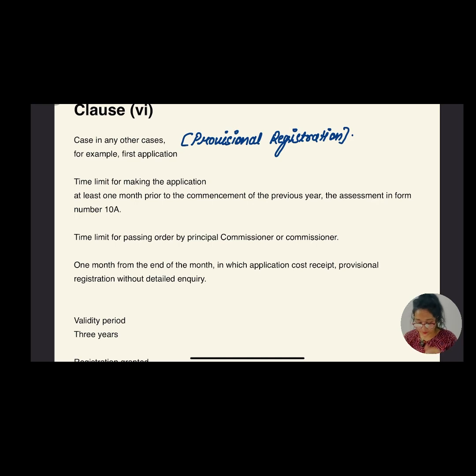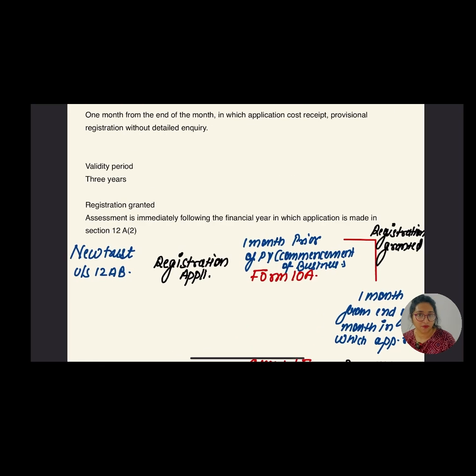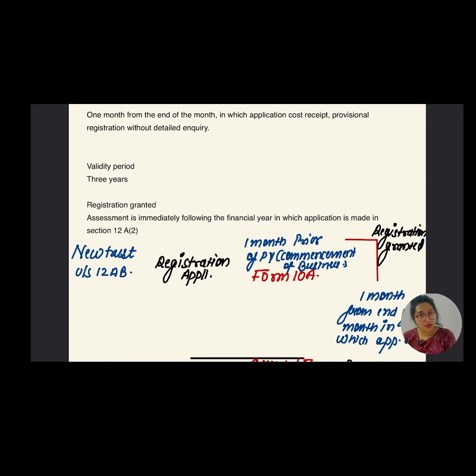Now let's go to the other case of provisional registration. What if this is a new case? The trust wants to get registered, they are a new trust, not registered under any of the act or any other sections. So what is the procedure for this case, for the new trust? This is going to be provisional registration, remember. A new trust has to get registered under section 12AB; earlier it was 12A and 12AA. For a new trust, it's definitely going to be section 12AB.